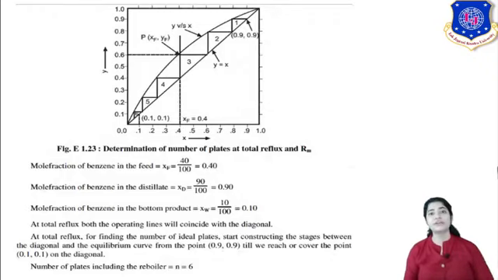Now, to calculate the number of plates, have a quick revision of the McCabe-Thiele method. What you have to do is start from your xd composition and start plotting the triangles, till you reach the residue composition. So I'm plotting the triangles from 0.9 and I'm doing the same procedure till 0.1 composition. Hence what you get is the number of stages n equal to 6.